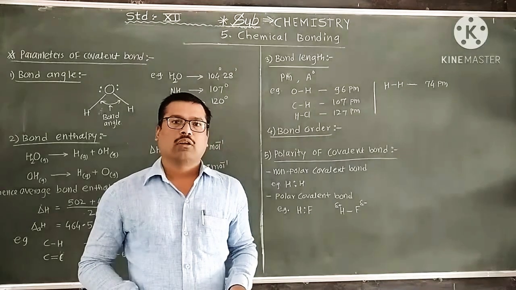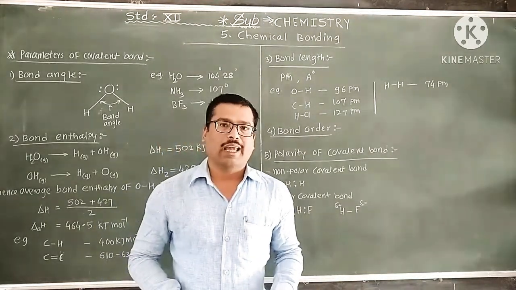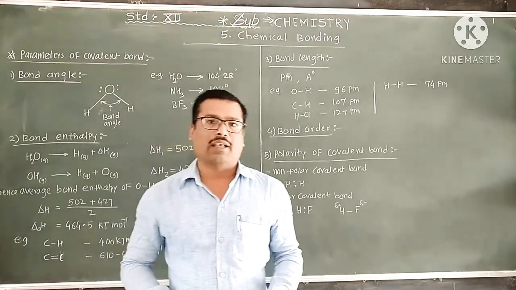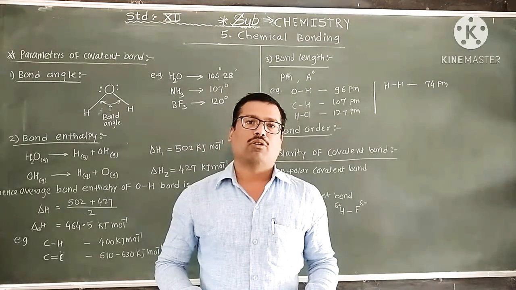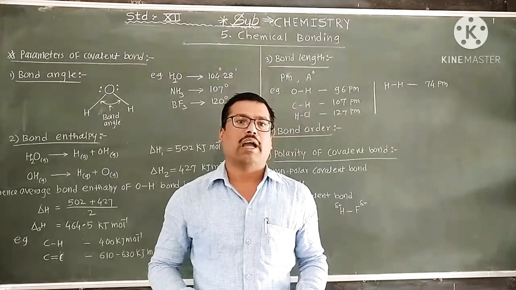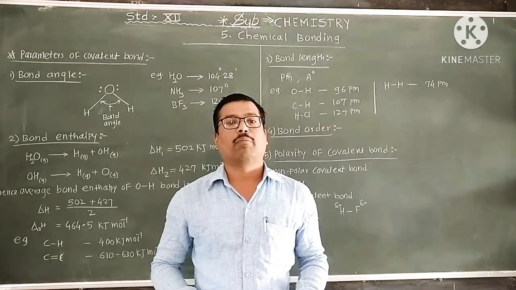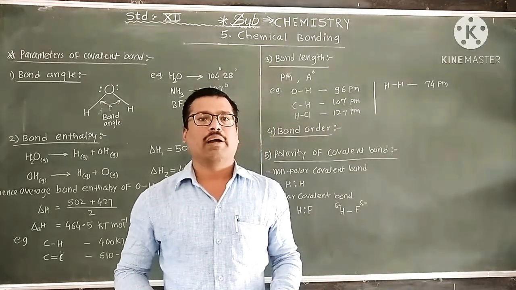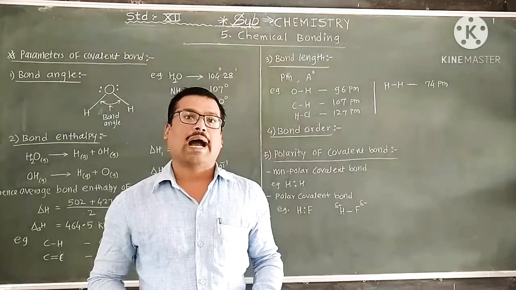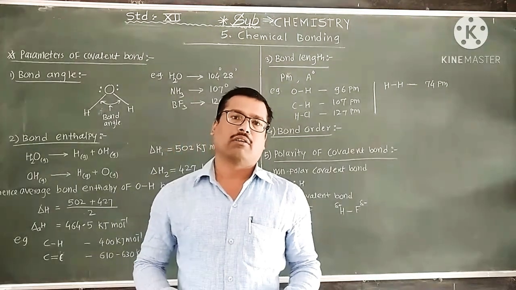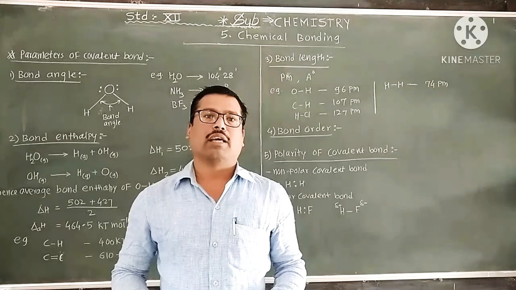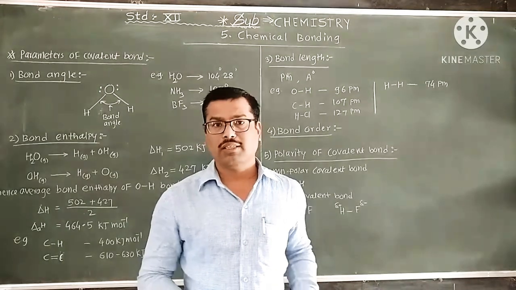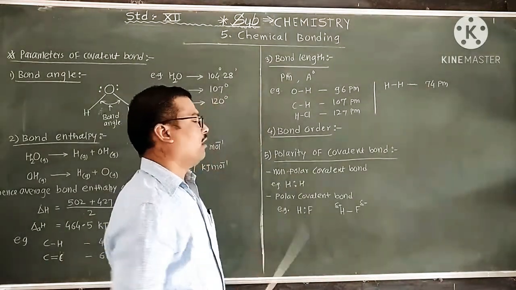That is the polar. When the difference in electronegativities of the combining atoms is about 1.7, the ionic percentage is about 50% in the covalent bond. When the difference in electronegativities of the combining atoms is about 1.7, ionic percentage किती असेल, 50% असेल, whereas covalent bond formation is about 50%. And this is about the polarity of a covalent bond.